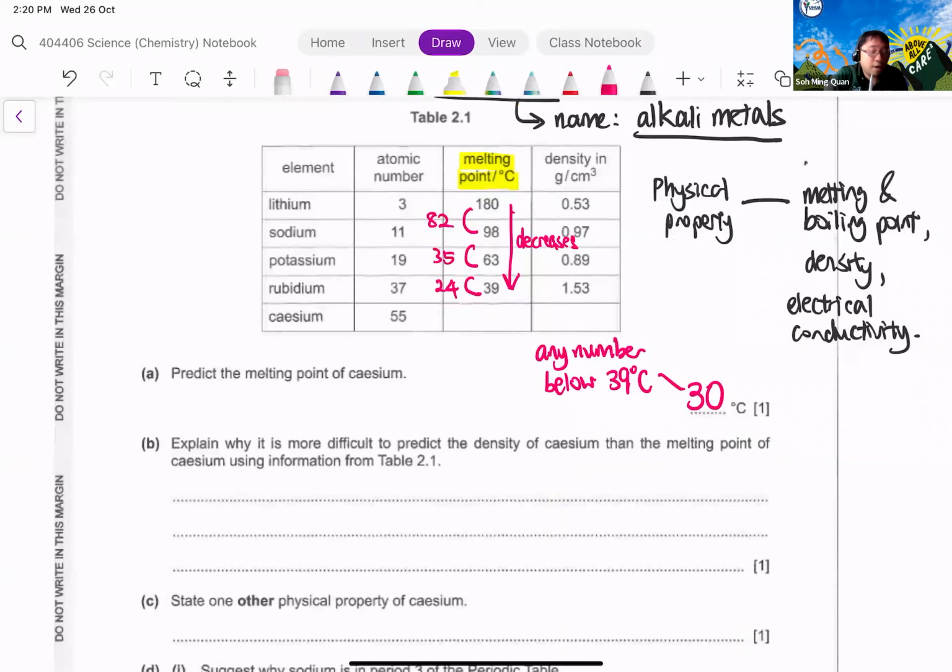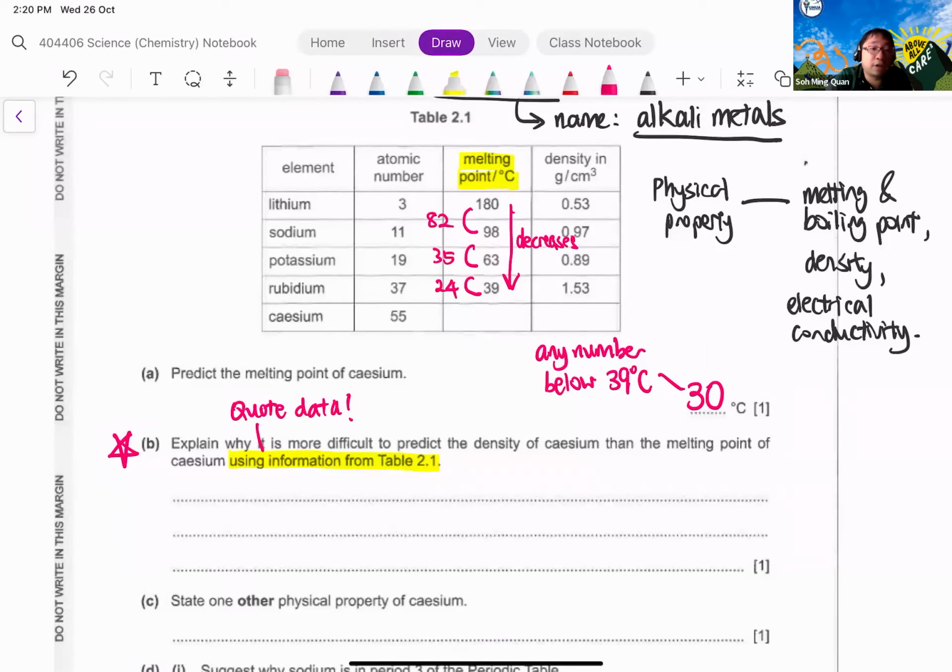Next, part B is the challenging part, because you need to use the information from table 2.1. Now, whenever you see this phrase, using information from table, or using information from graph, this tells you you need to quote the data. In your answer, you need to quote the data.